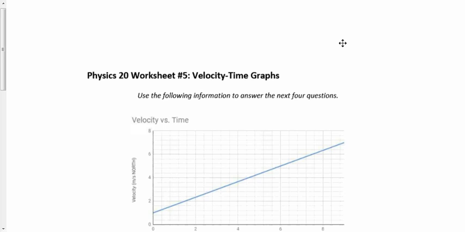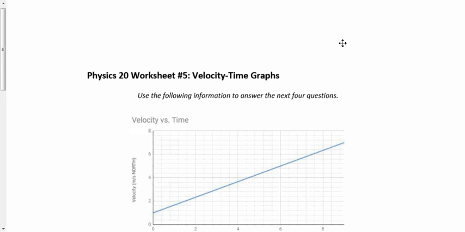I'm telling you right now on your unit test, you will have a graph and you will have to do a bunch of stuff with it like we do on this worksheet. I'm not telling you whether it's a position time graph or whether it's a velocity time graph, but you're going to get one of them. I'm also telling you on your final exam, you will also get one. You'll also get a graph where you have to do a bunch of stuff like this. Nothing that we haven't done.